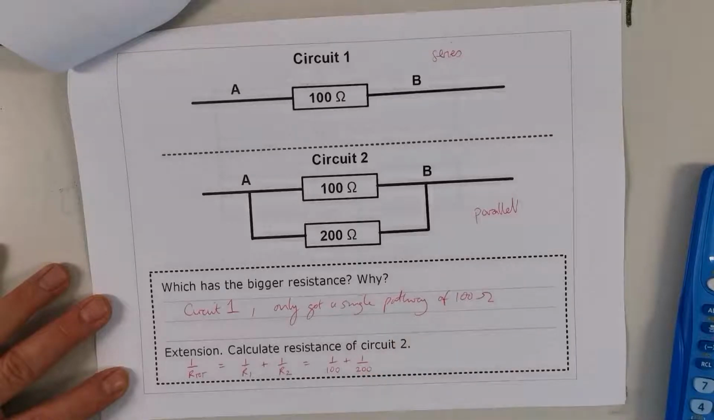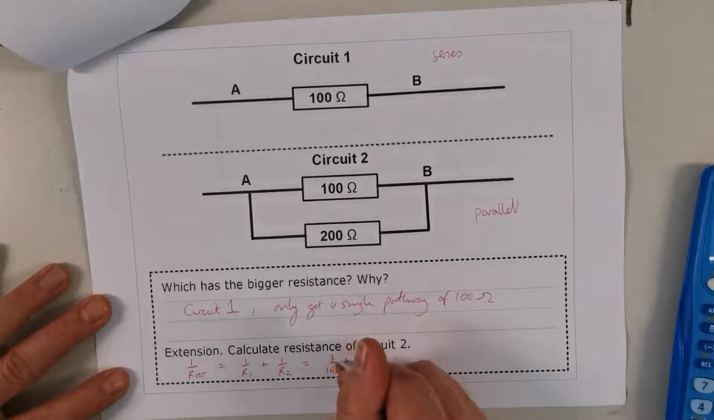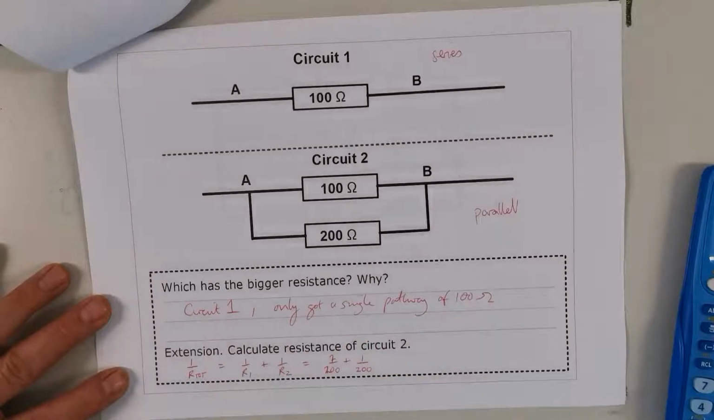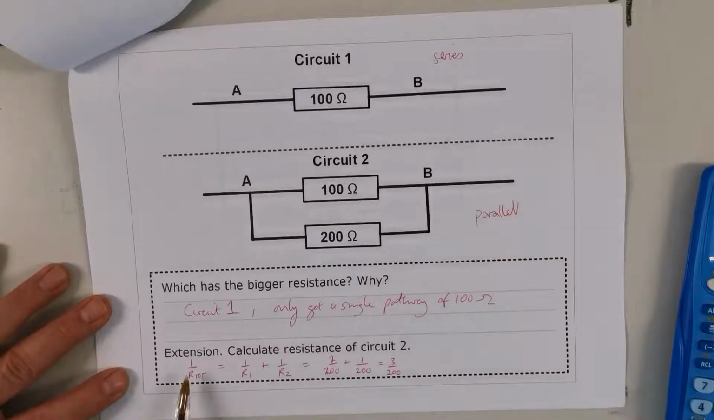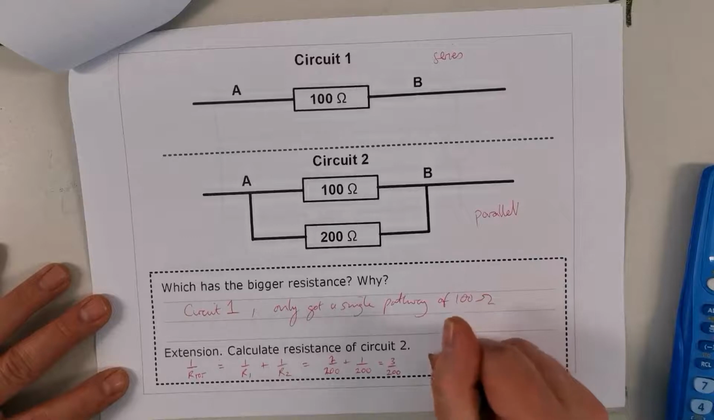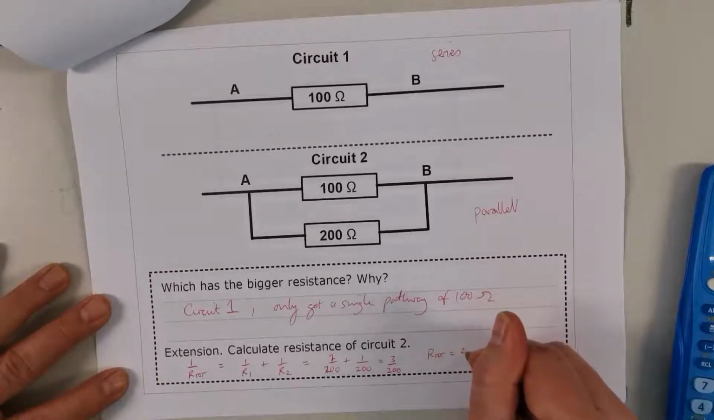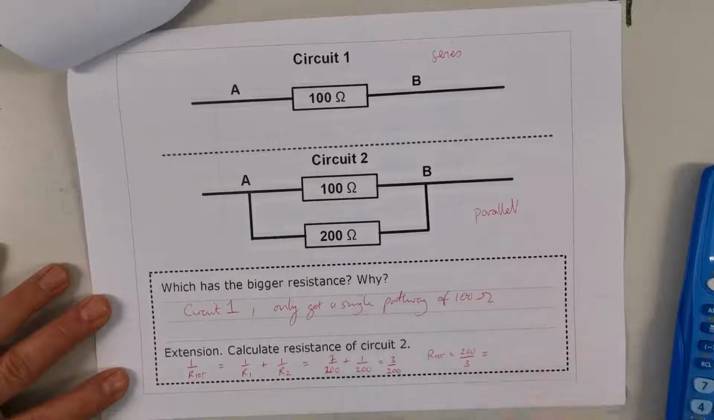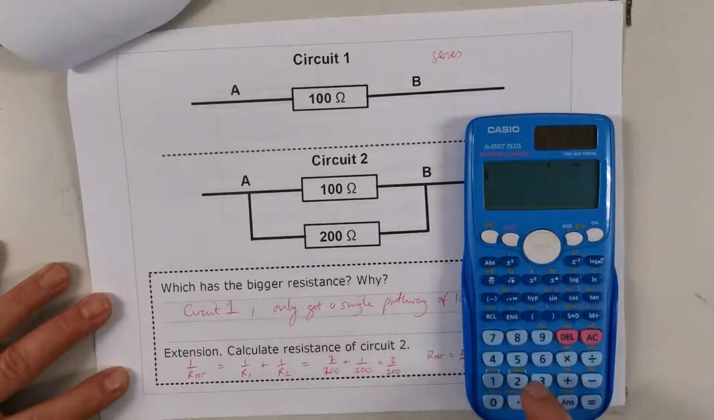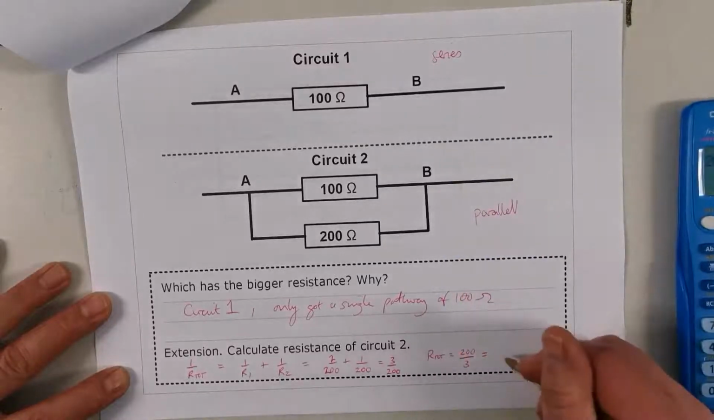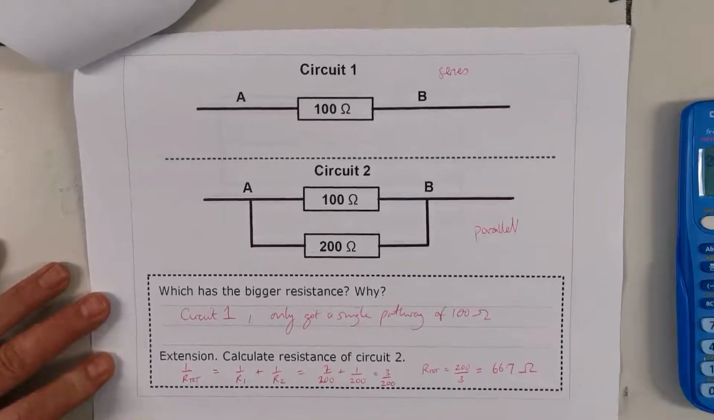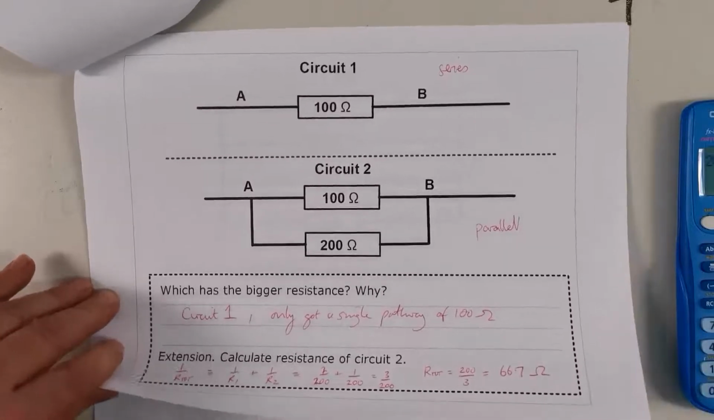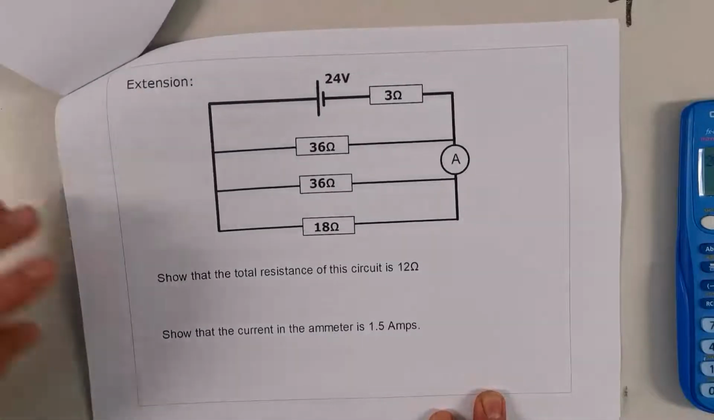1 over 100 plus 1 over 200. I can change that: 1 over 100 is actually equal to 2 over 200, isn't it? So that's actually equal to 3 200ths. And that's what 1 over R total is. Then R total must equal 200 over 3, which is, well, my calculator, 200 divided by 3, 66.7. Not required for the GCSE, but if you want to include that work, that is always good. Okay, a little bit of extension for you.